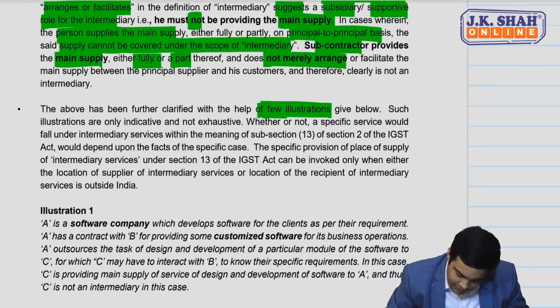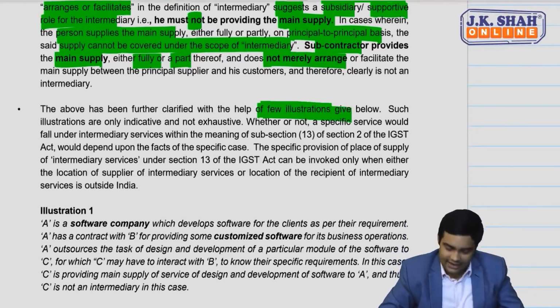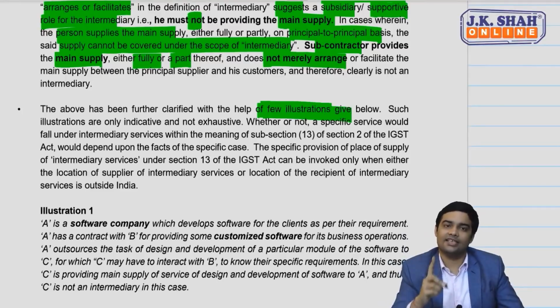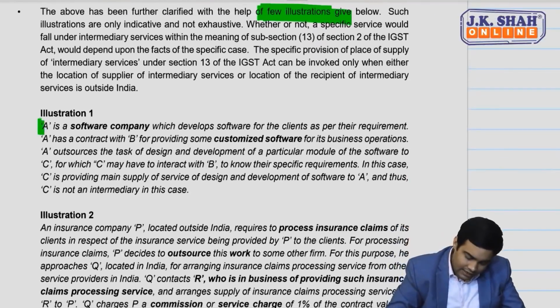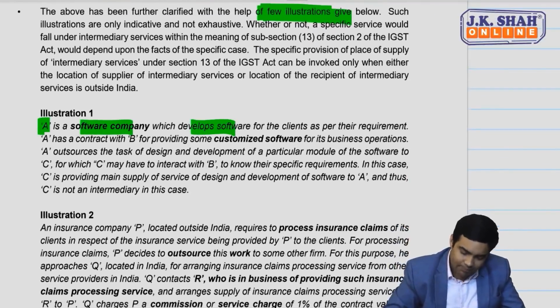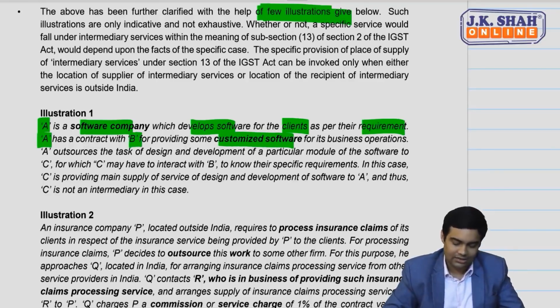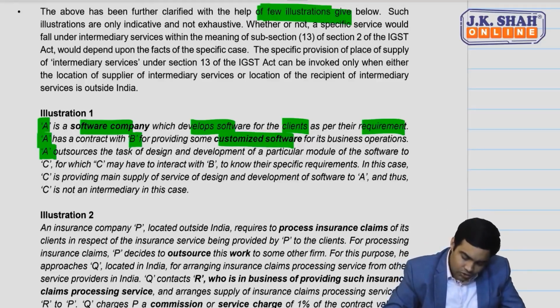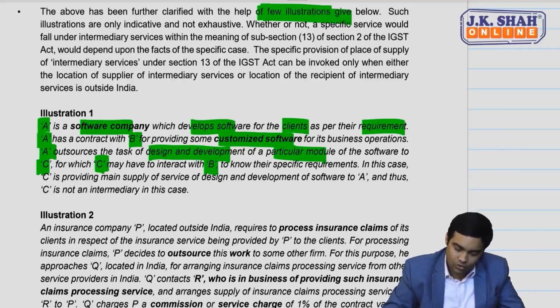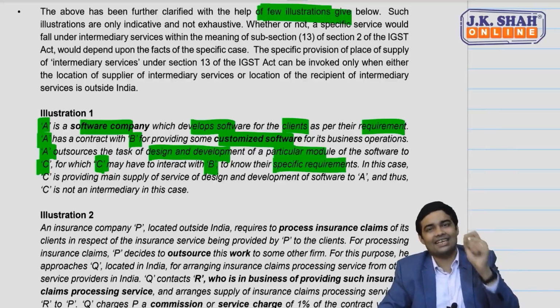Now a few illustrations will help us understand whether it is an intermediary or not. I will read the case, you think over. A software company develops software for a client as per the requirements. A has a contract with B for providing customized software. So A is providing customized software to B. A outsourced the task of design and development of a particular module to C. C may have to interact with B to know the specific requirements. Is it a case of intermediary?